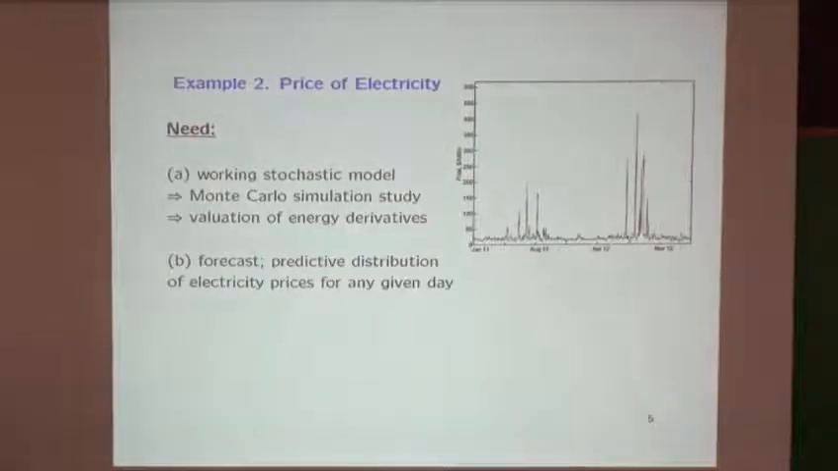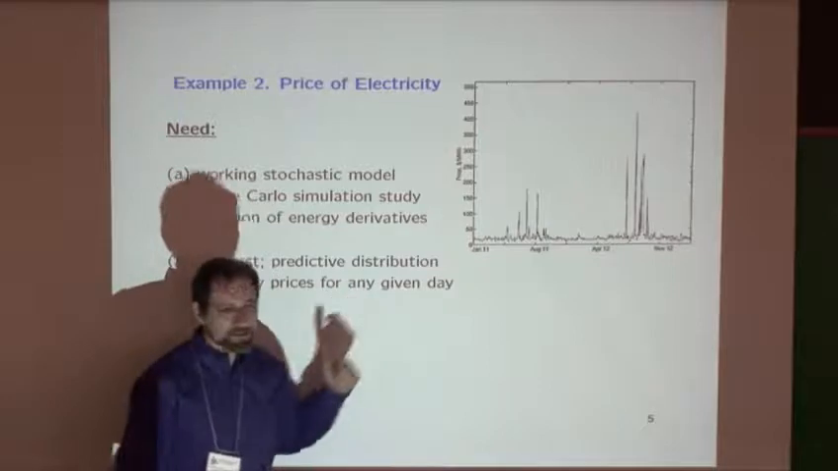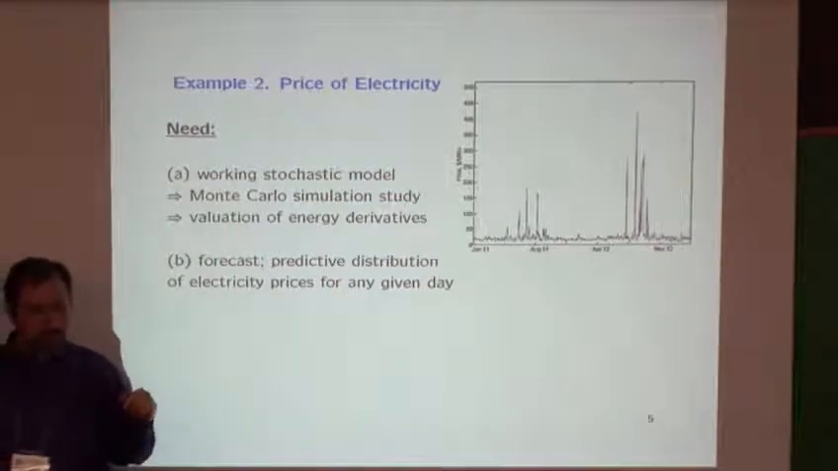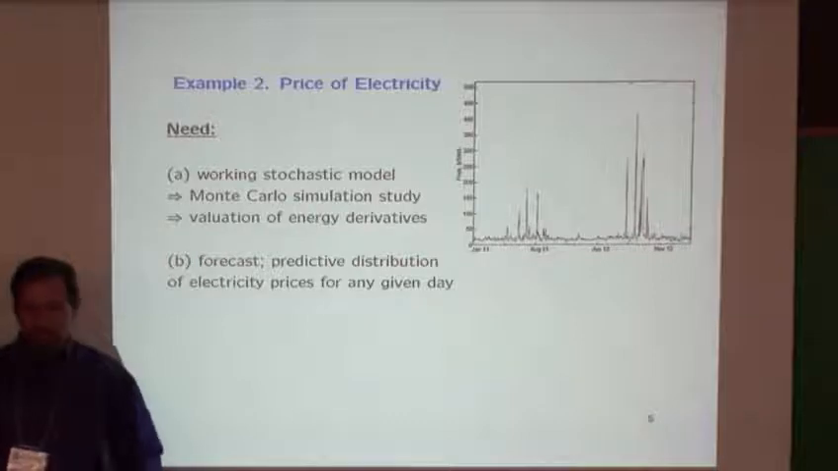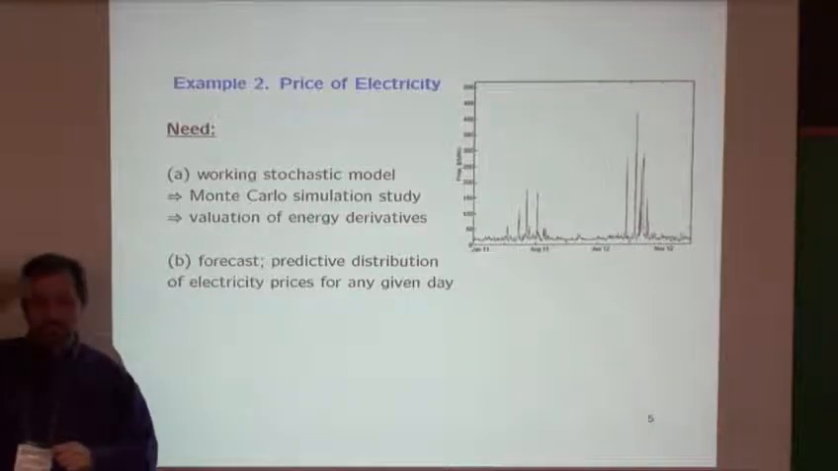The next example is electricity prices, obviously a non-homogeneous process because under certain conditions, typically in summer, we use more electricity and there is a spike in the instantaneous price of this commodity.